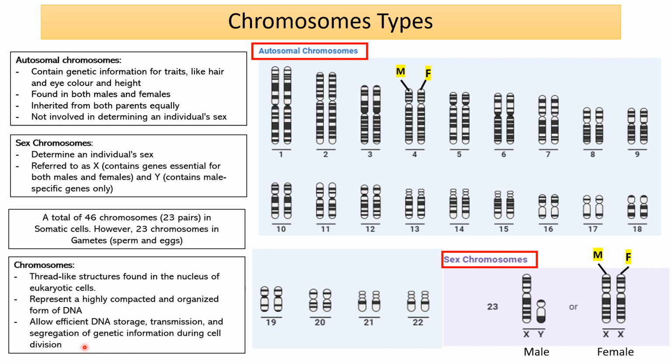Having chromosomes is very important for efficient DNA storage, and also for transmitting the genetic information to the next generation. Also, they are important for a stage called segregation, which happens during cell division, and we will hopefully cover that in a future video.